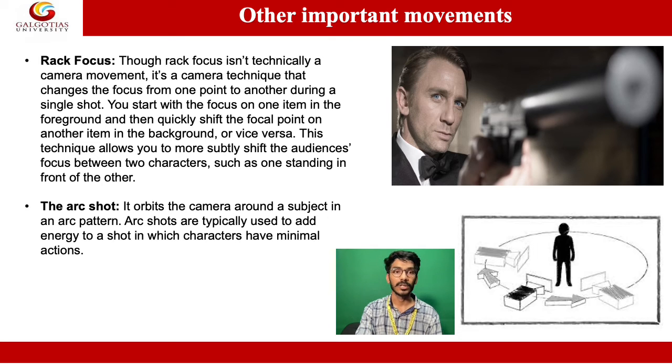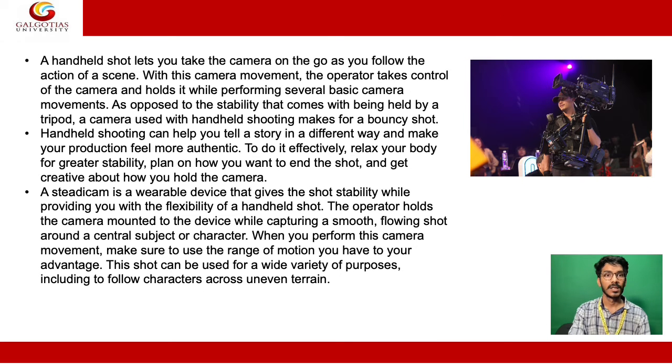Next is the arc shot. It orbits the camera around a subject in an arc pattern. Arc shots are typically used to add energy to a shot in which the character has minimal energy. For example, here we are seeing a character situated at the center of this frame. We can move the camera in this circular motion so as to add energy to this standing subject.